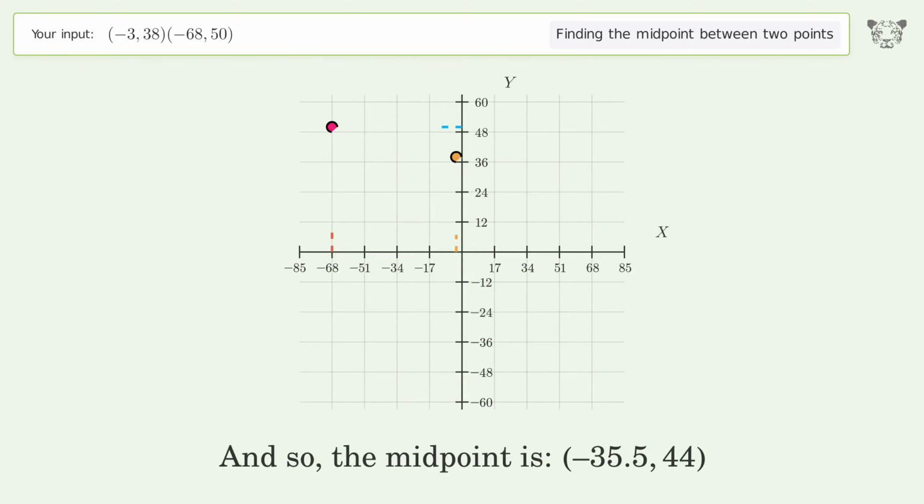And so, the midpoint is negative 35.5, 44.